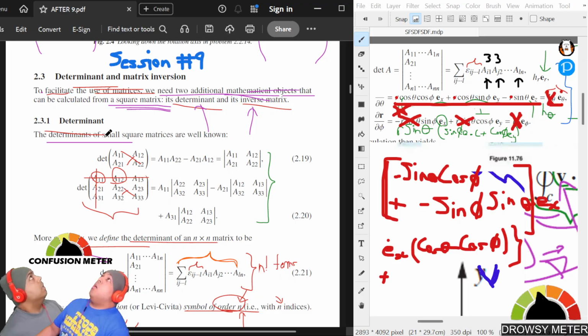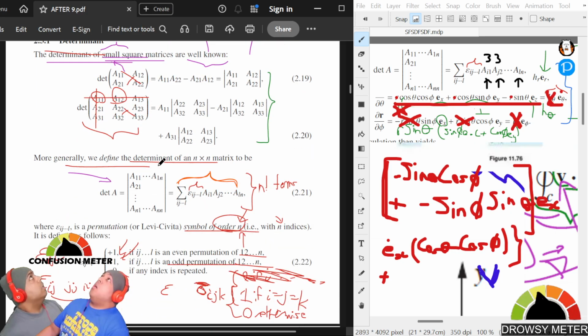Determinant of a small matrix. Small square matrices are well known. This and this. More generally, we define the determinant of a matrix like this.